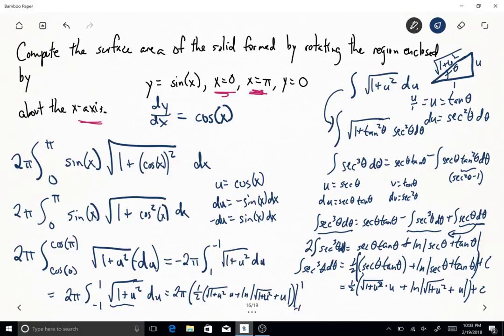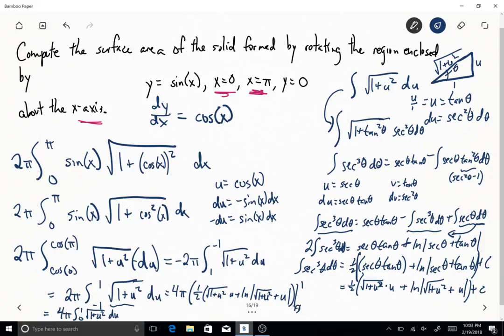Now what I just noticed after the fact is that this is an even integral. So an easier way for me to have written this, we could have written 4 pi times the integral from 0 to 1 of the square root of 1 plus u squared du. Just because you can always double it when you have those bounds being negative to positive on an even integral. So I'm going to change this just to make our lives a little bit easier. Not much, but just a little bit.